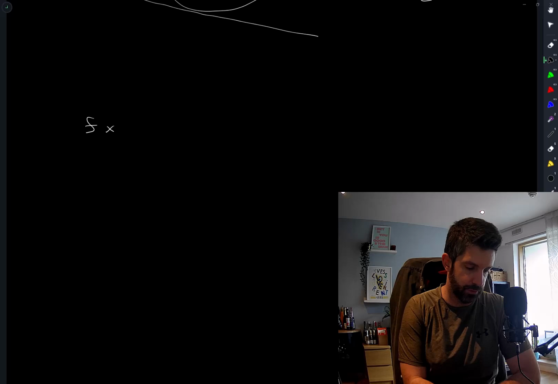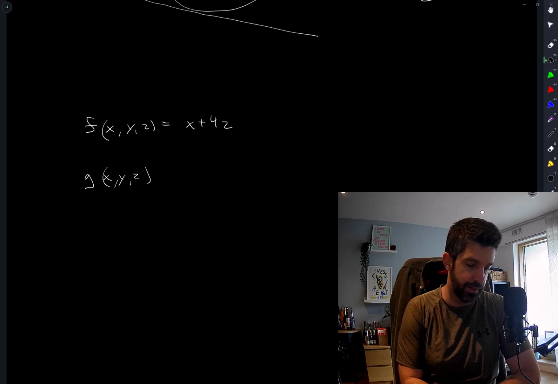F of x, y, z is equal to x plus 4z. And I also have my constraint, g of x, y, z. I'm not going to write it as an inequality. I'm going to write it as an equality. So this is x squared plus y squared plus z squared, and this is going to be equal to 2.